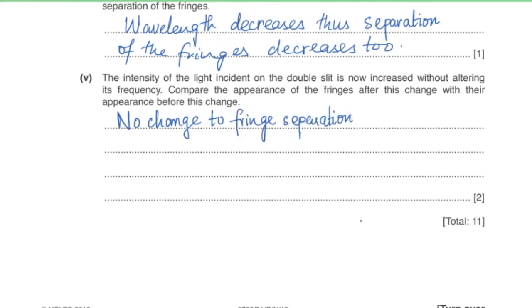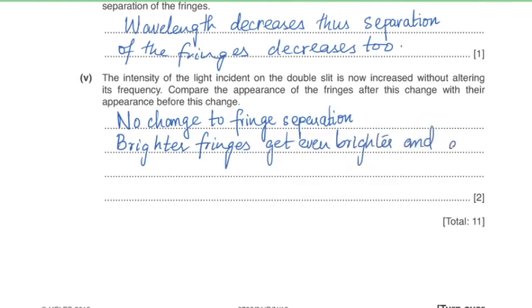Though the brighter fringes will get even brighter, and the dark fringes will remain as they were, due to the increase in intensity. So brighter fringes get even brighter, and dark fringes are unchanged.